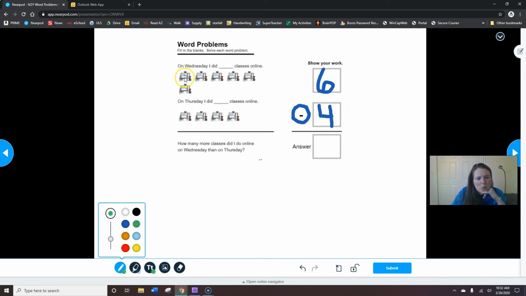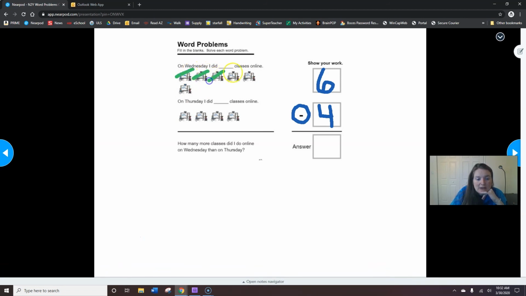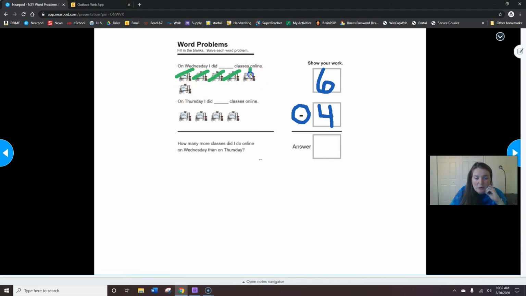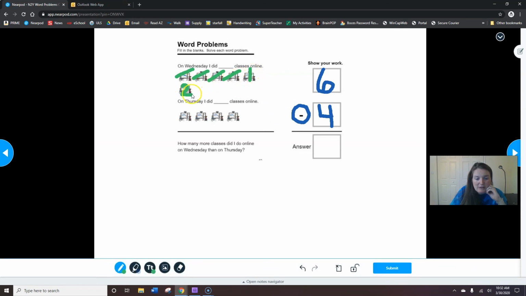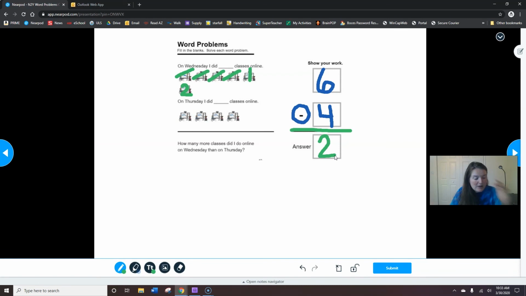So I have 6. 1, 2, 3, 4, 5, 6. I'm going to cross out 4. 1, 2, 3, 4. So now that 4 are gone, we're going to see how many are left. So I have to count how many are left. I'm going to label 1, 2, and now I'm going to count 1, 2. 6 minus 4 equals 2. So I'll show you with my paper clips.